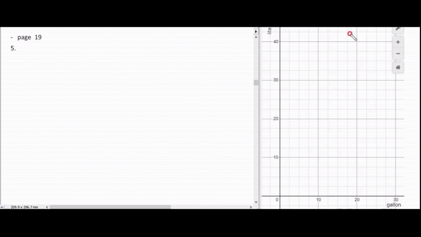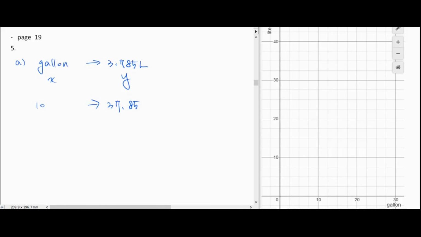This is question 5. On the internet, Max found that 1 US gallon is 3.785 liters. And question A asks us to draw the graph. To draw the graph, we should find the x and y. So let's just write it out. Then 1 gallon equals 3.785 liters. So right here we'll put gallon as x and liter as y. Right here we'll plot the graph, but 1 to 3.785 is a bit harder. We'll change it to 10 to 37.85, which is basically the same.